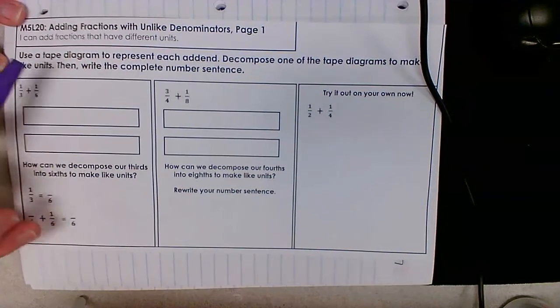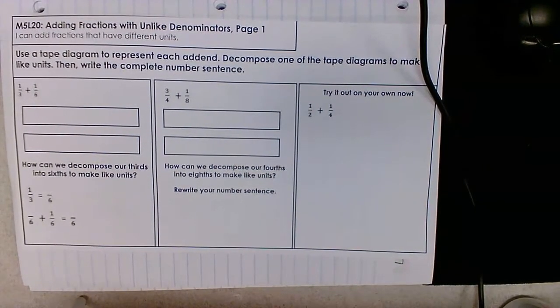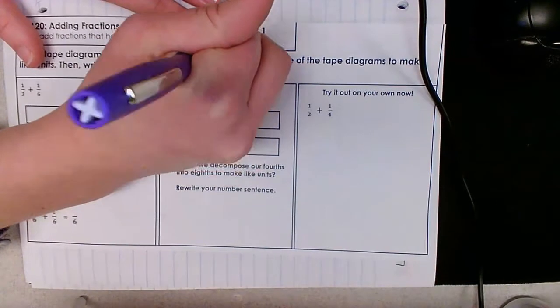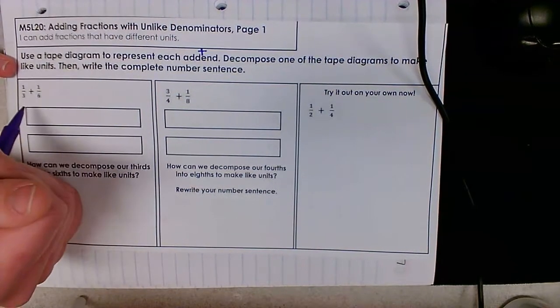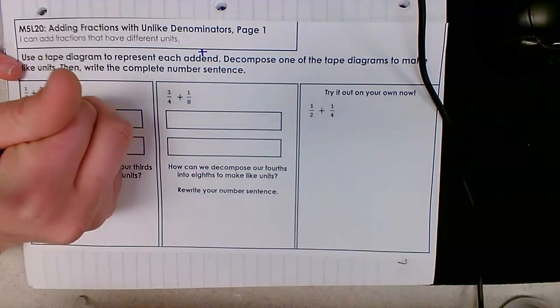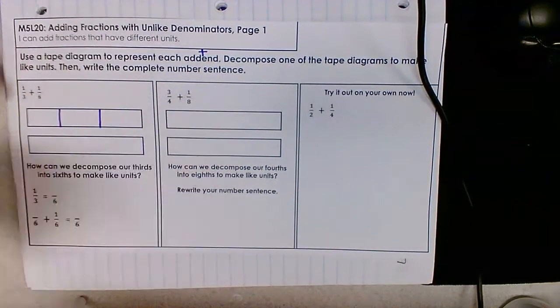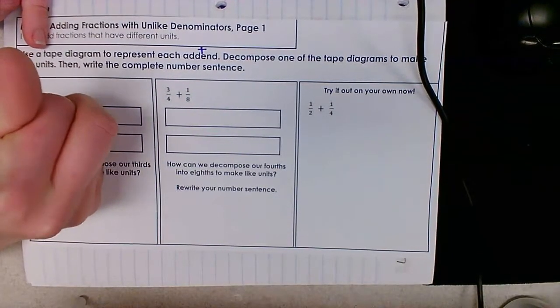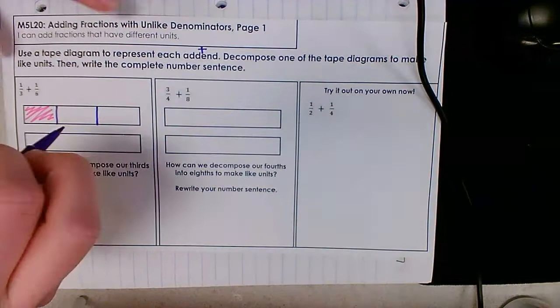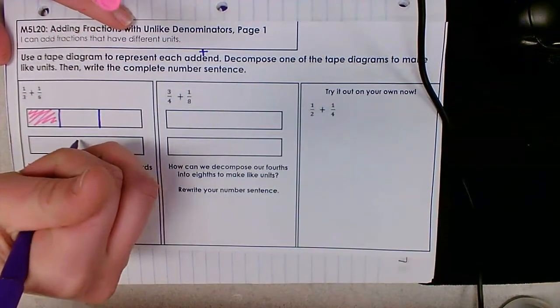Our instructions say, use a tape diagram to represent each addend. An addend is what's added together in an addition sentence. Decompose one of the tape diagrams to make like units. Then write the complete number sentence. Our first number sentence says 1/3 plus 1/6. So I'm going to draw a tape diagram to represent 1/3 and another tape diagram to represent 1/6.